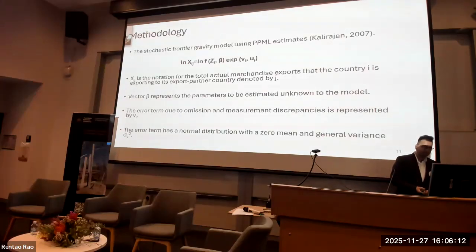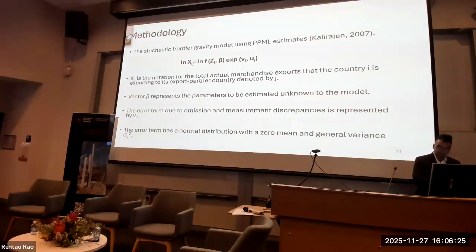So we take a stochastic frontier gravity model using the Poisson pseudo-maximum likelihood estimates. It was developed by Professor Raghuvir. So Xij, very straightforward. The vector B represents the parameters to be estimated, unknown to the model. So we will be putting that in the model. And the variance of the error term has a zero.